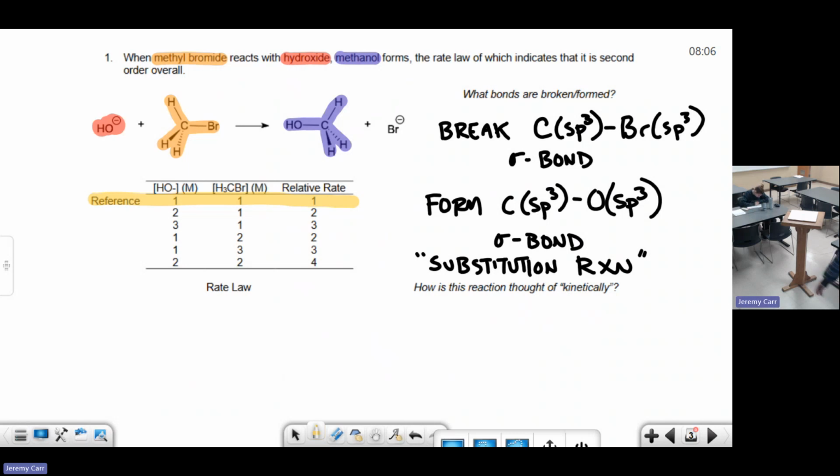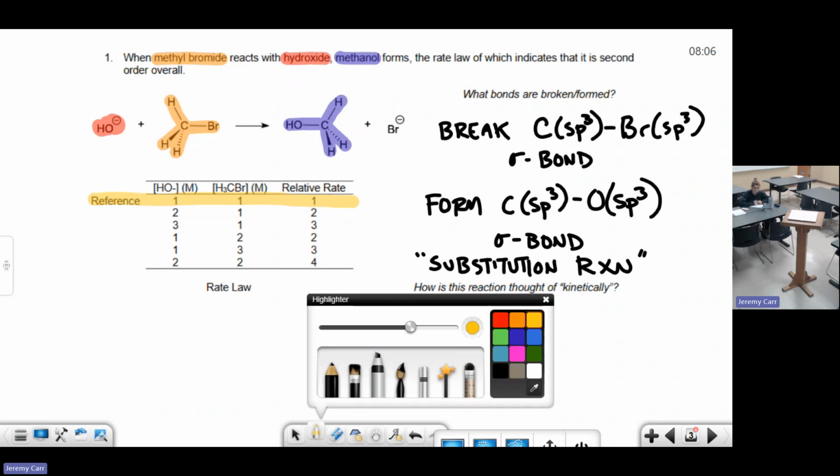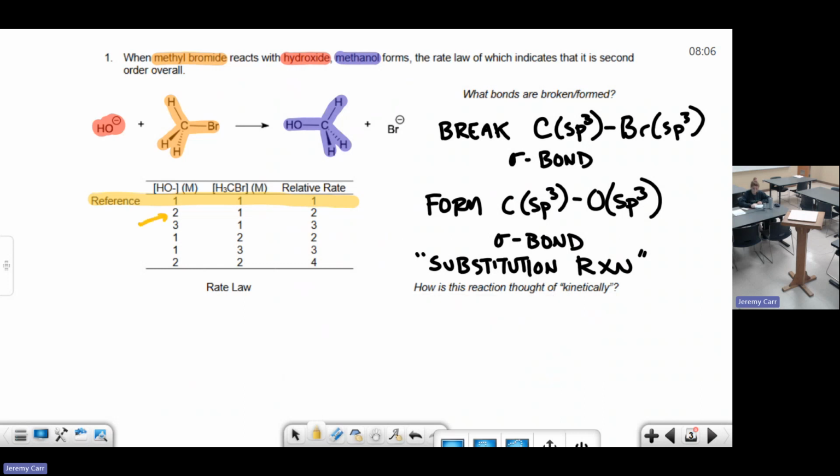What happens to the chemical reaction if I increase the concentration of hydroxide from 1 molar to 2 molar? We're looking specifically at this instance right here. When we increase the concentration of hydroxide from 1 molar to 2 molar, the rate increased. So when we doubled the concentration of sodium hydroxide, or hydroxide for that matter, we also doubled the reaction rate. And similarly, if we triple the concentration relative to the reference value, the rate triples. Look at that. Kind of cool, right?